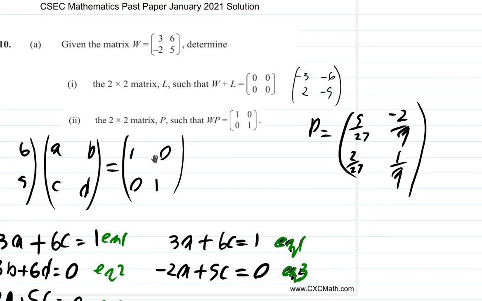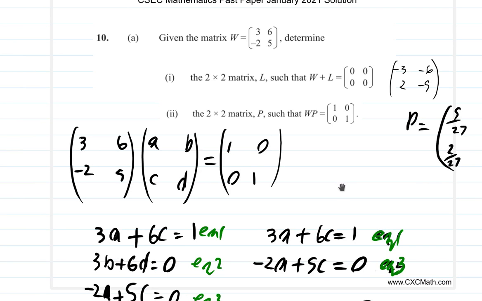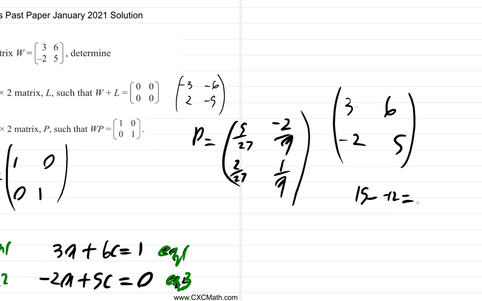But the fact that the two matrices multiply and you get the identity matrix means that one matrix is the inverse of the other. So let us also find the inverse of our 3, 6, negative 2, 5 and see what will happen. The determinant would be 3 times 5, 15, minus 6 times negative 2, negative 12, which would be 27.